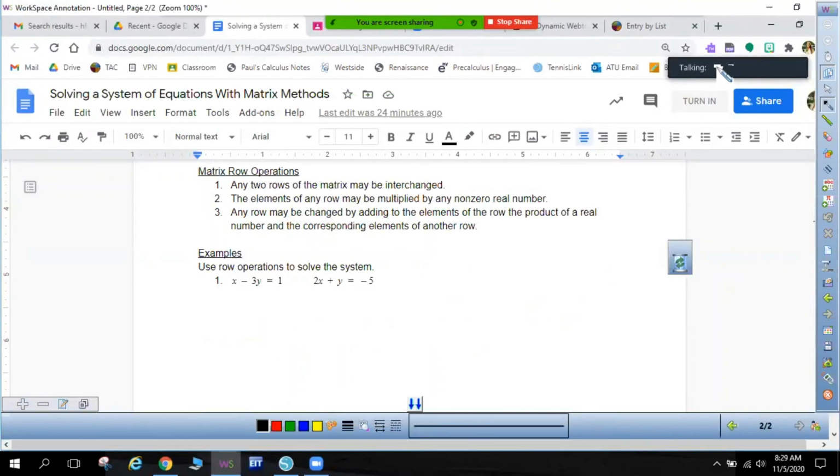Okay, hopefully you were able to get all of that. If not, I'm recording this so that I can post it later and you can always go back and pick up any parts that you missed. So right now, go ahead and copy down these matrix row operations. Numbers 1, 2, and 3, copy those down, and then we'll look at the examples together.